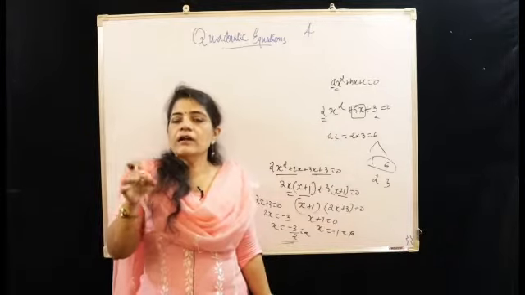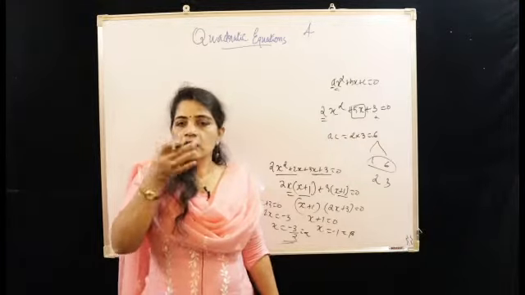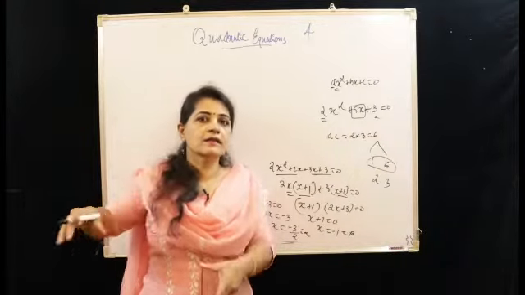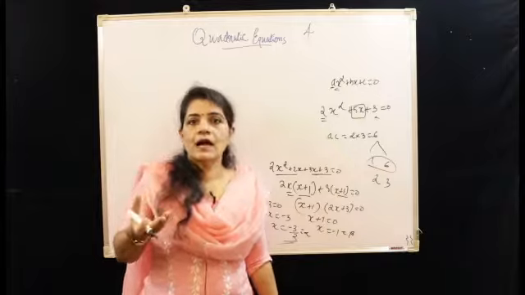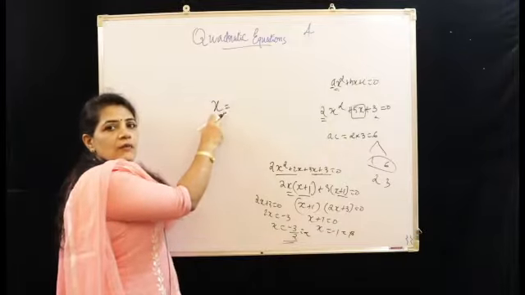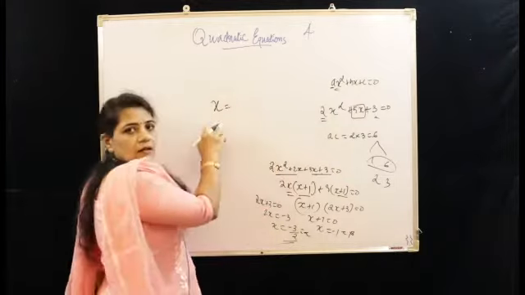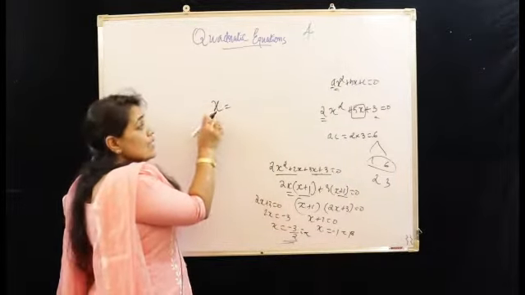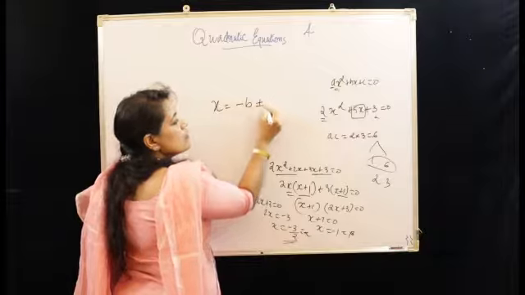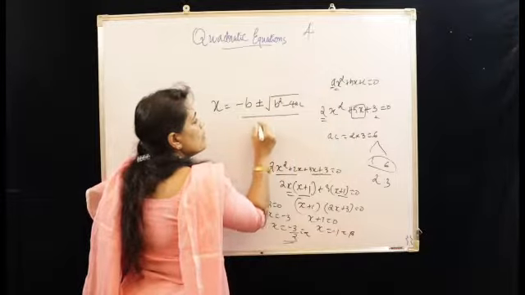See children, why do we have the third method? In some cases it will be difficult to split that middle term in order to get the zeros. For that, if you know this formula, you can directly get these two values. Hence you can easily get alpha and beta. The formula is: x is equal to, where x is the variable used in that particular quadratic equation. Here in ax square, the variable is x, so that is what you have to write on the LHS of this formula. And that is equal to minus b plus or minus square root of b square minus 4ac, divided by 2a.